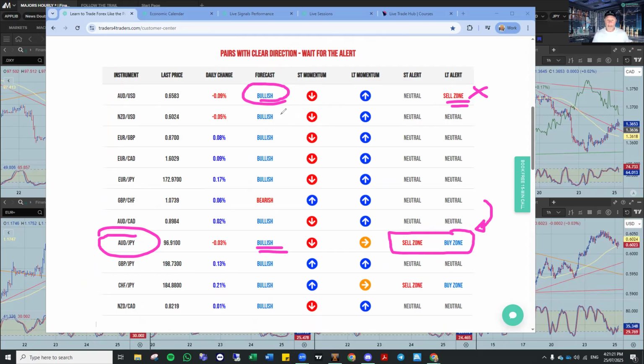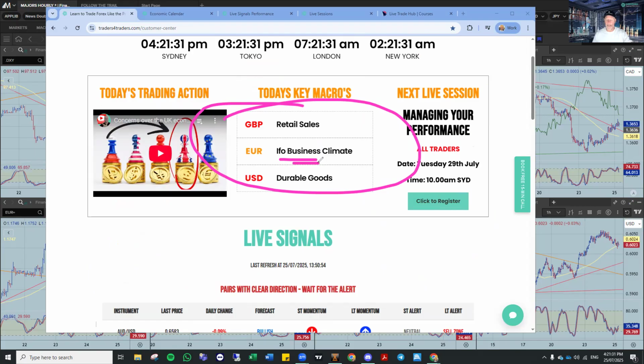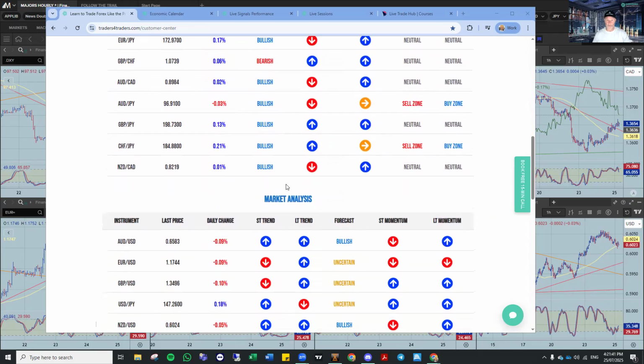The rest of them, we are waiting for the optimum time to get into these trades. And that can come from the key numbers coming out, right? There's a few euro numbers there that do have clear direction. We've got the German IFO business numbers coming out and some durable goods out of the US as well later on. So they're things that you can combine with the live signals.